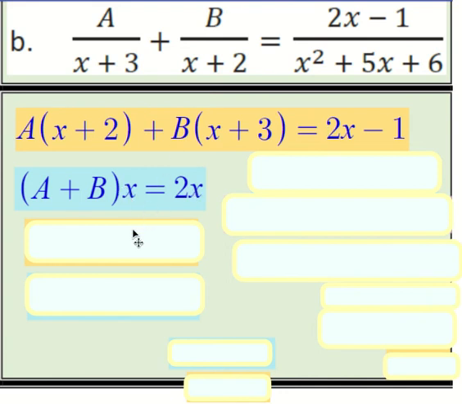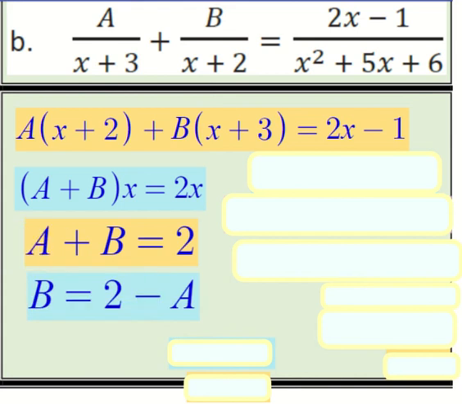Now, if we divide both of these by x, then a plus b equals 2. If I wanted to solve this for b, I would just subtract a. So b is really 2 minus a. Now, on the other side, we're looking at the constants. So over here, a times 2 is 2a. b times 3 is 3b. So 2a plus 3b equals negative 1.